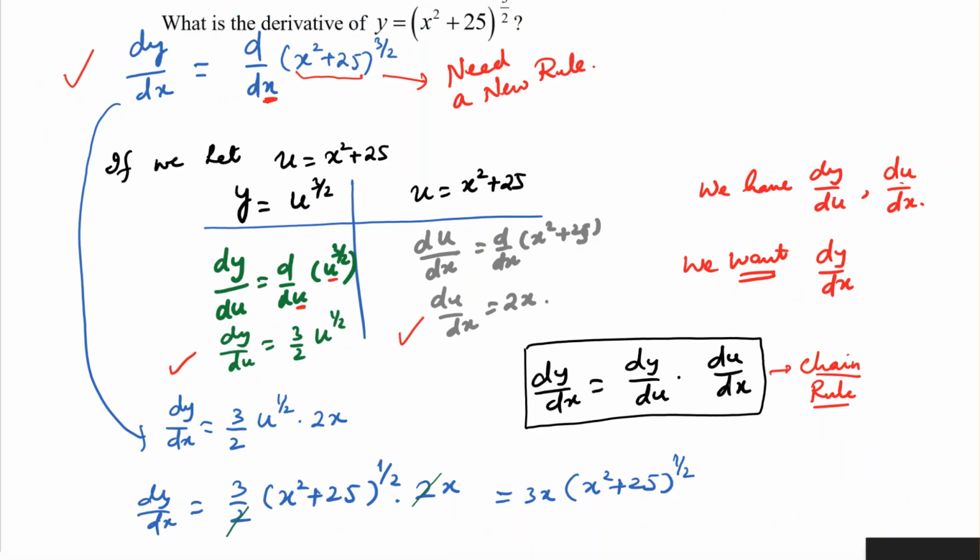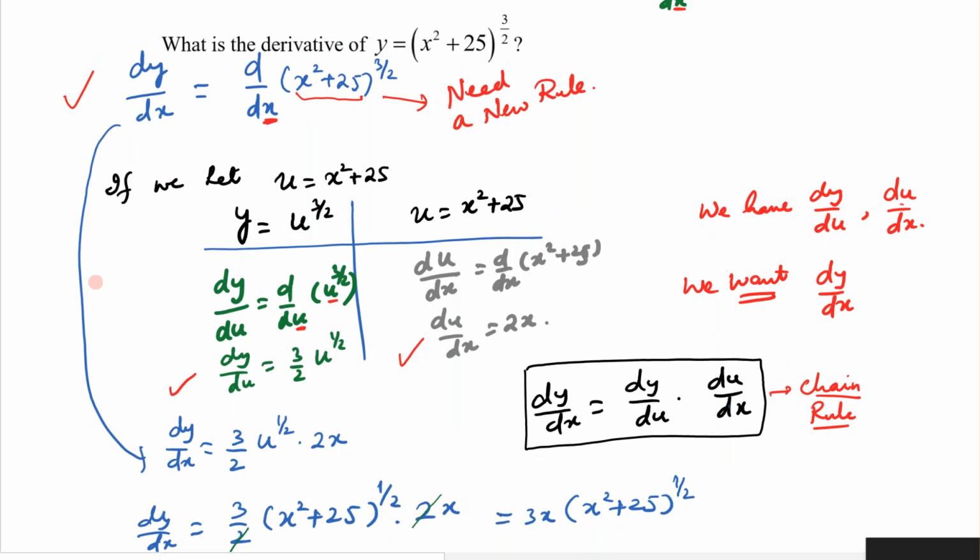So this was a long way to do a question using the chain rule. I did all these steps because I wanted to show you where the chain rule comes from. But now I will show you how I would think about a problem when I'm applying the chain rule.